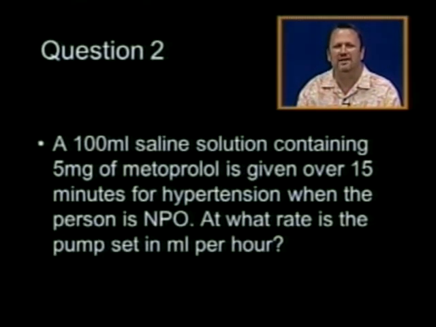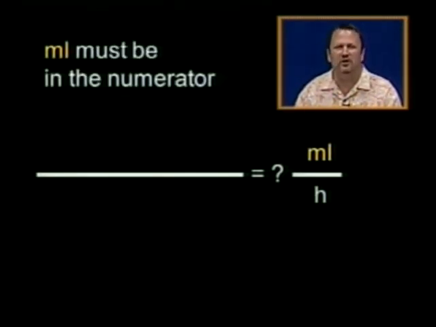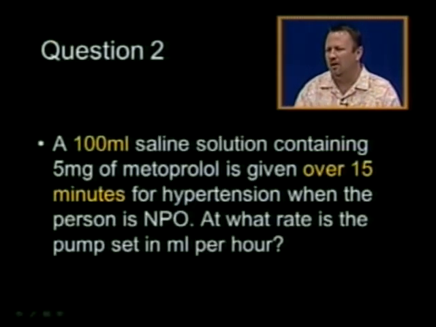And so what rate is the pump going to be set in milliliters per hour? So the question is how many milliliters per hour. Since the question is how many milliliters per hour, the answer is going to be in milliliters per hour. And so when we set this up, because milliliters is in the numerator, we're going to need to make sure that milliliters is in the numerator when we set this up.